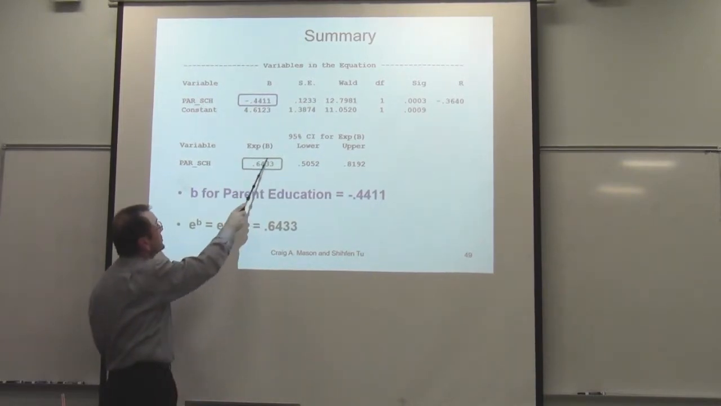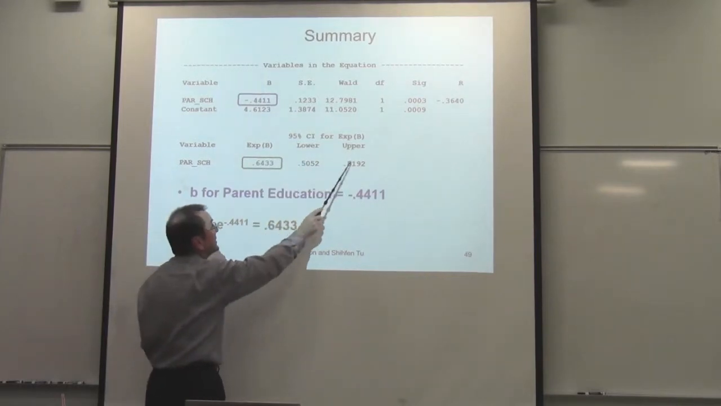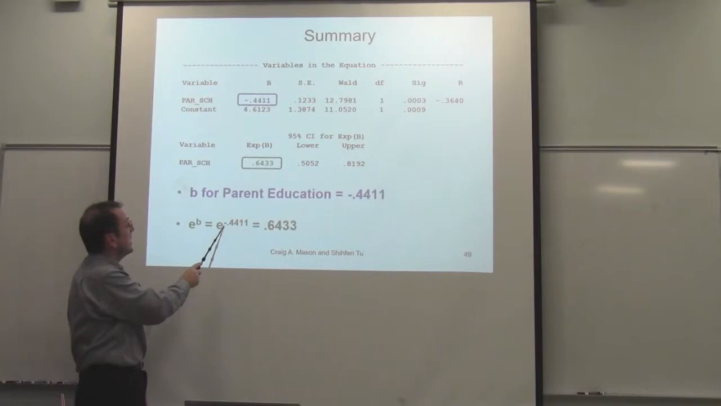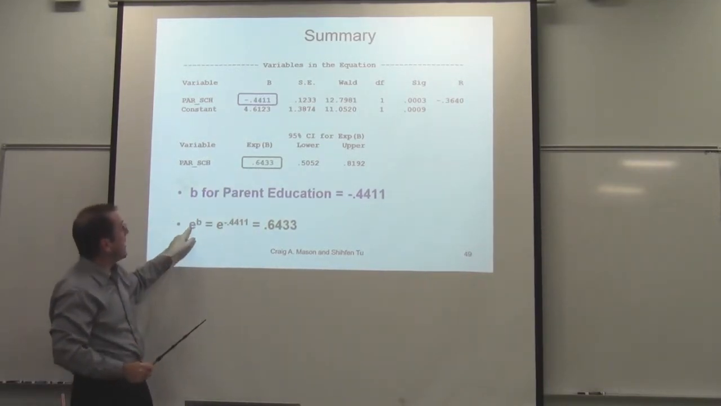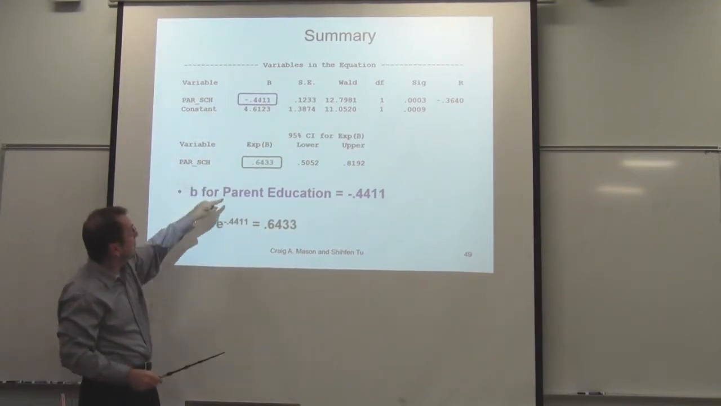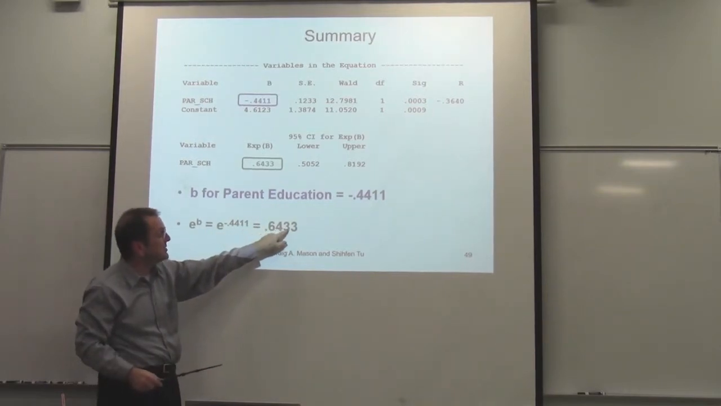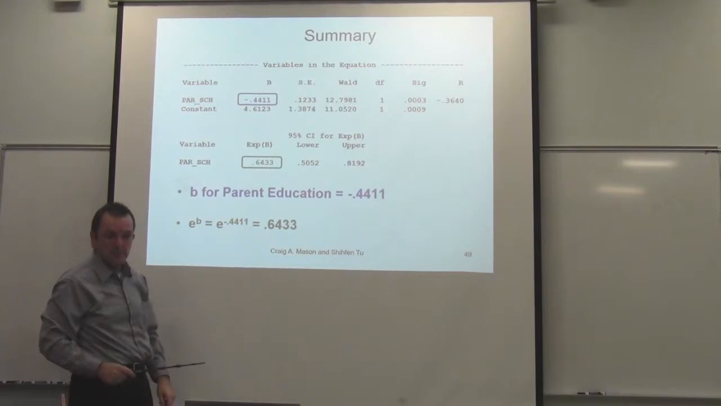So here's my odds ratio for parent schooling. It has confidence intervals even, that's nice. So e to the b, and you could calculate it by hand. If I didn't give you this, you could just calculate e to the power of negative 0.4411, which gives me 0.6433. That's my odds ratio.